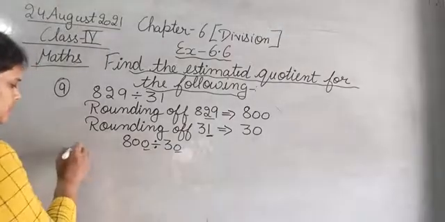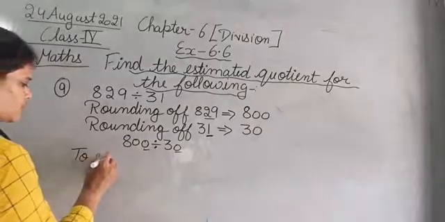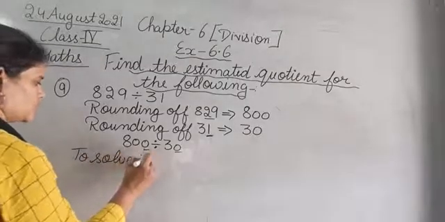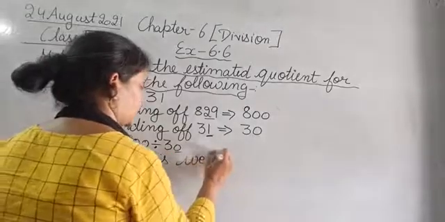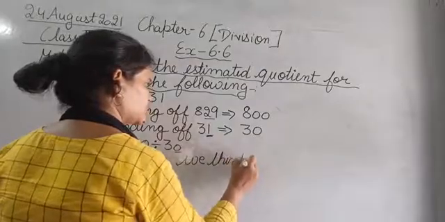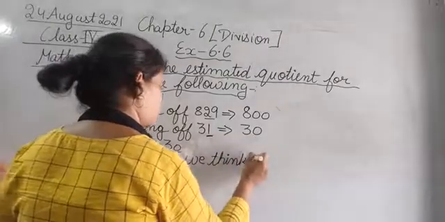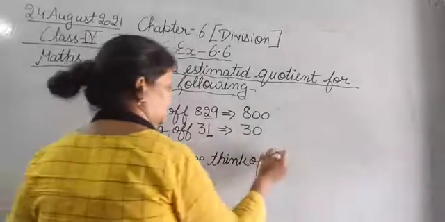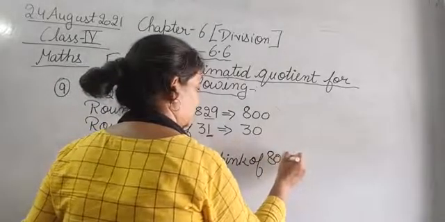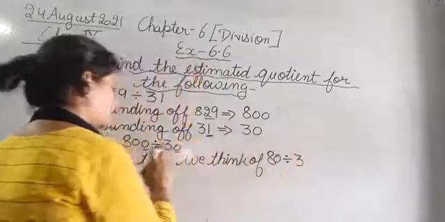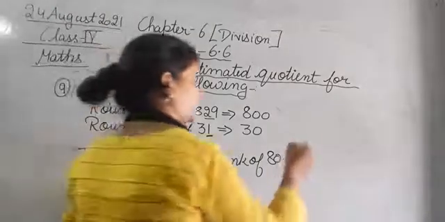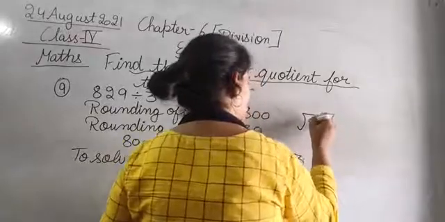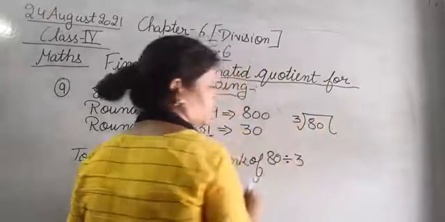So now we will write a statement to solve this. We think of 80 divided by 3. दोनों को 0 को निकाल दें, so it will become 80 and this will become 3. So to solve this we think of 80 divided by 3. So now let's divide 80 with 3.